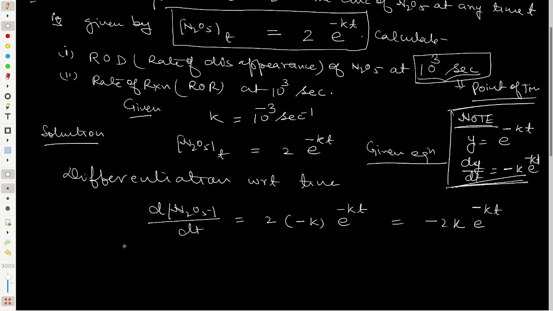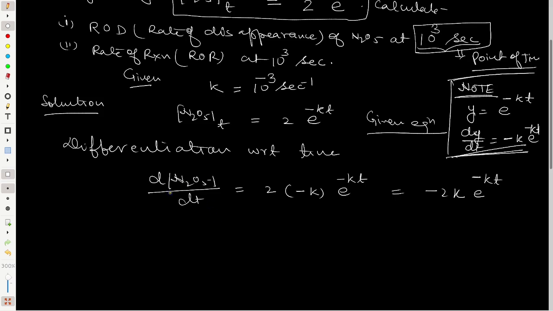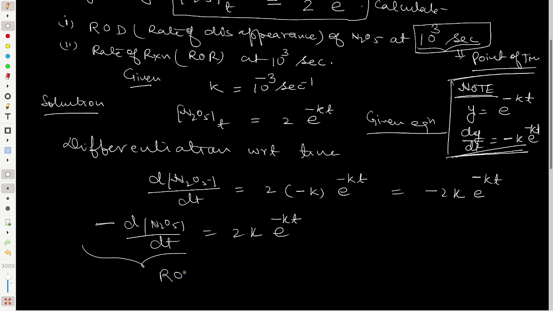Now dear friends, we multiply both sides, left hand side and right hand side, with a minus. So we can say minus d[N2O5]/dt is equal to plus 2k e to the power minus kt. Now what is this value? This is the rate of disappearance of N2O5. Now this is equal to 2k e to the power minus kt.